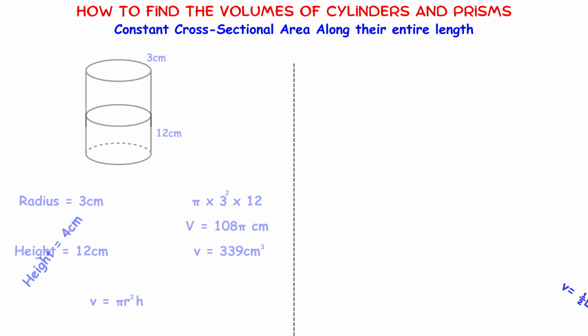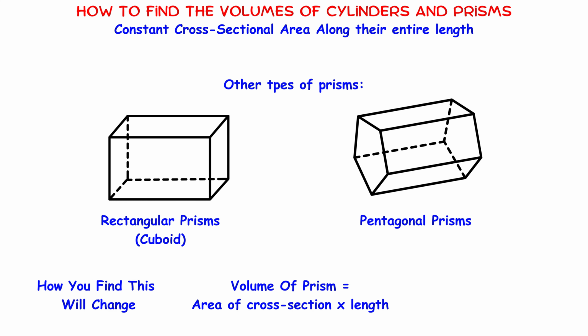One last thing to mention is that there are loads of other types of prisms as well, like rectangular prisms, which are also known as cuboids, and pentagonal prisms, which have pentagons at either end. Whatever type of prism it is, though, the formula of volume of prism equals area of cross-section times the length will always work. It's just how you find the area of that cross-section that will change between different types of prisms.